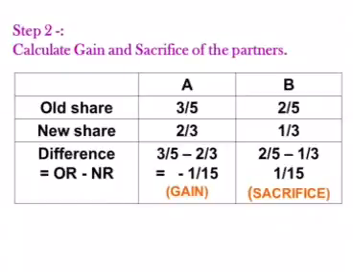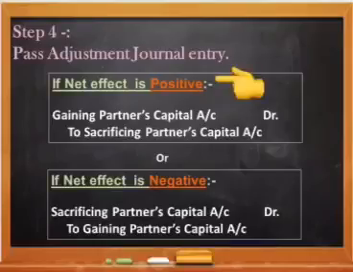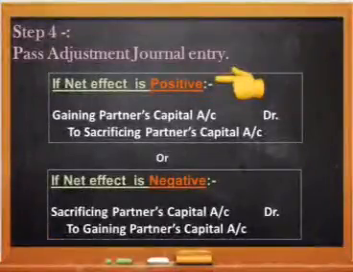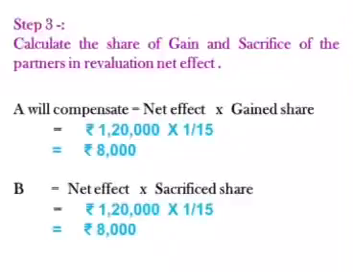And also we know that the net effect was positive. So what is the journal entry that we will record now? Gaining partner's capital account debit to sacrificing partner's capital account. Let us first calculate the gain and sacrifice in the net effect. So we can see that A will compensate rupees 8,000 and B will get rupees 8,000 since he is a sacrificing partner.